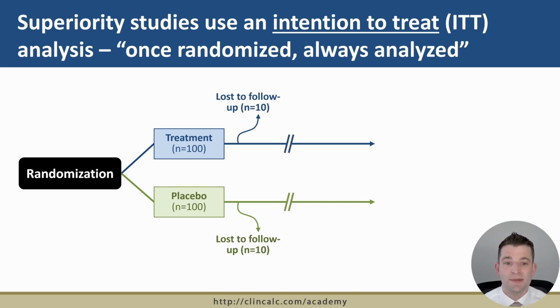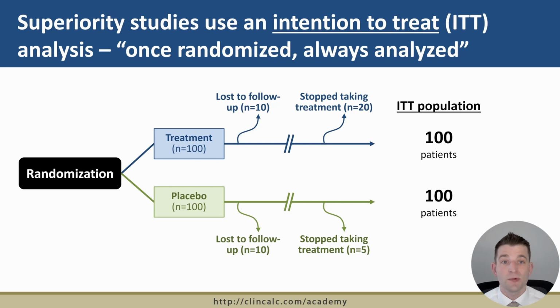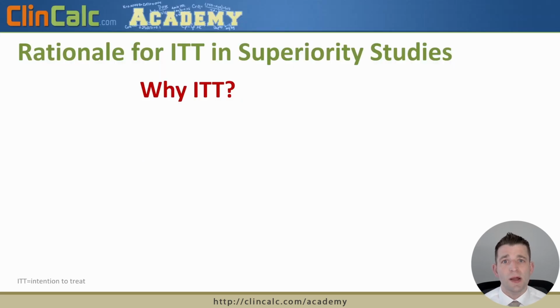And then over time, maybe some of our patients don't do what we told them to do. So maybe 20 patients in one arm stopped taking our treatment, and 5 patients in the other arm stopped taking our treatment. At the end of the day, though, when we actually analyze our data using intention to treat, we will include all 100 patients. Even if they were lost to follow-up or stopped therapy, we include all 100 as part of our intention to treat study design. So why would we include all 100 patients per arm if some patients dropped out or didn't do what we asked them to do in terms of taking our drug therapy?